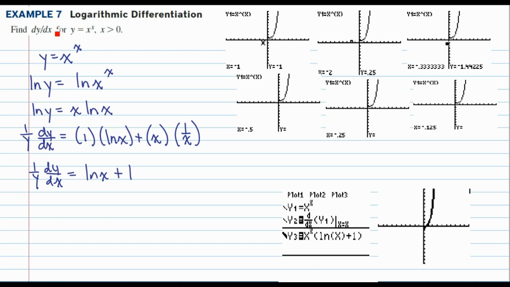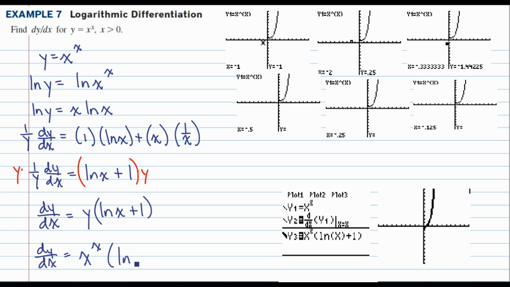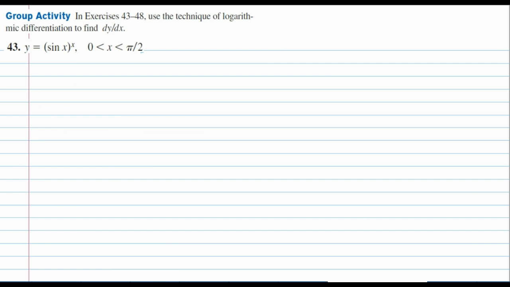Multiply both sides by y, but I'm not actually done yet because I know what y equals as an expression of x, so I can substitute that back in at the end, and dy/dx equals x to the x times the natural log of x plus 1. That wasn't so bad.